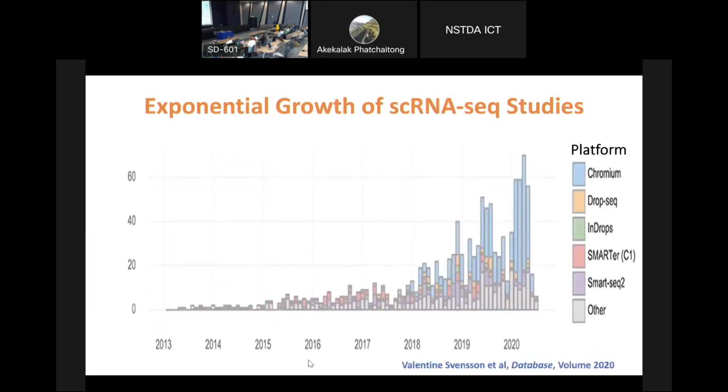Now, there has been exponential growth of these scRNA-seq studies over the years, and quite a number of platforms have come up. You can see that from 2013, the number of publications has gone up. Chromium seems to be the most popular one till 2020.